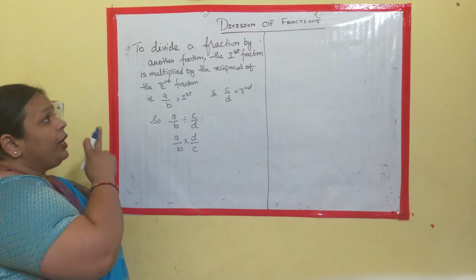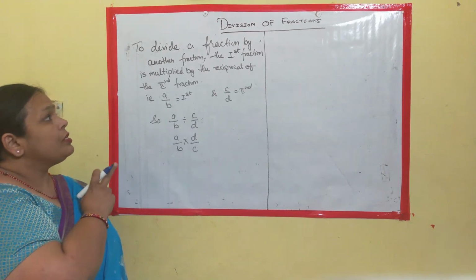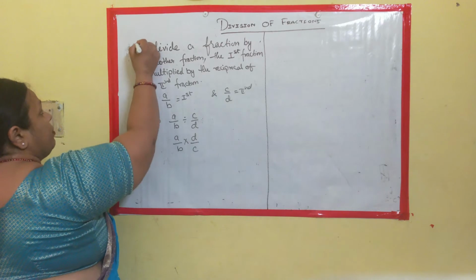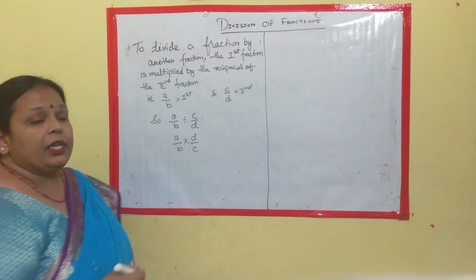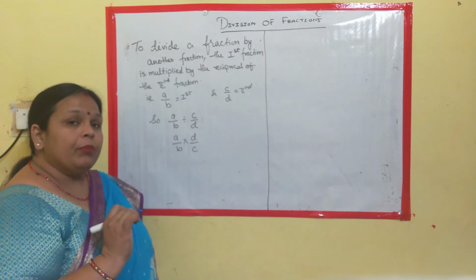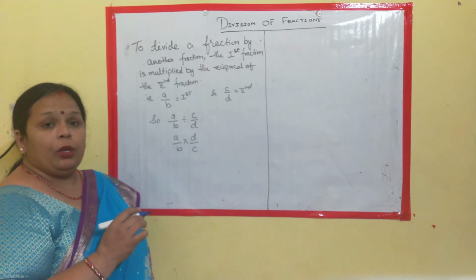Now, to divide a fraction by another fraction, the first fraction is multiplied by the reciprocal of the second fraction. Now, what does this statement say? This statement says that when we are dividing a fraction, a fraction is a number which can be represented in the form of numerator and denominator.